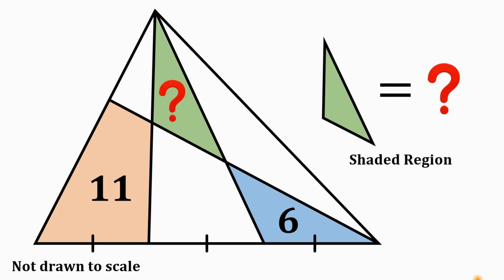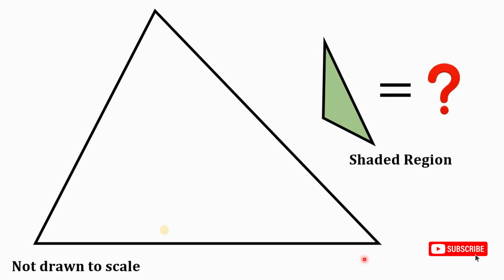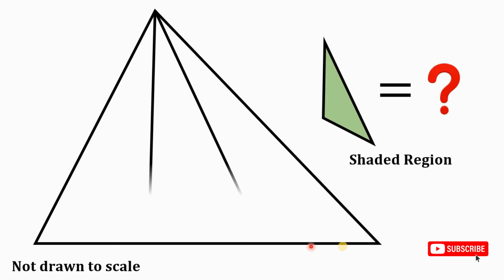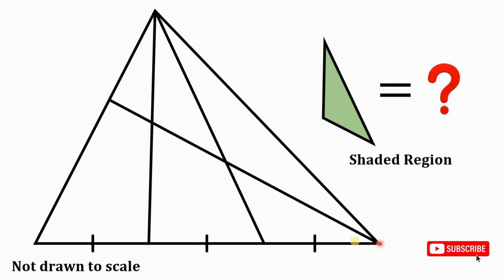Today, we will answer this geometry challenge. And here's the question. Given this triangle, now let's trisect the base of this triangle like this. And from this vertex, let's draw a segment that cuts this triangle into some ratio.